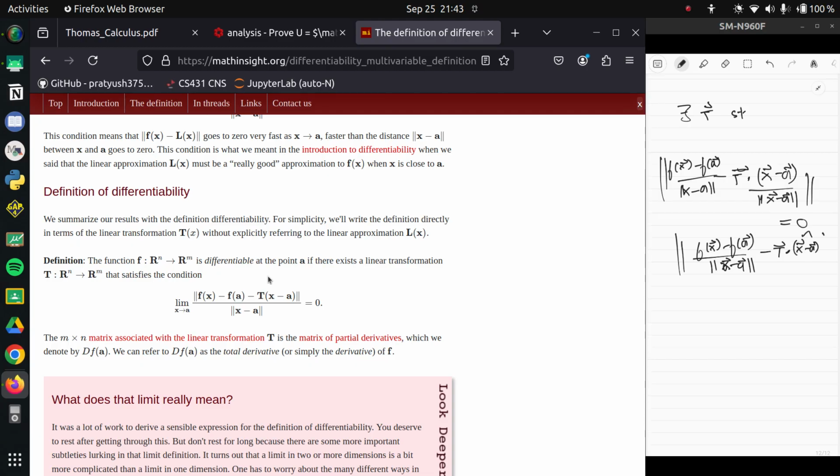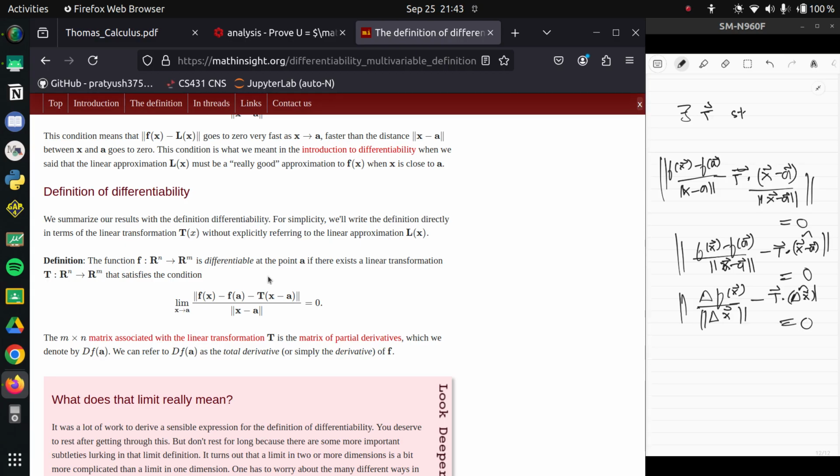So basically, this should be equal to 0. If I write x minus a as some delta x, this pretty much becomes delta f of x upon the magnitude of delta x vector, minus t dot delta x vector hat, and that's equal to 0. So there must be some t such that this happens.